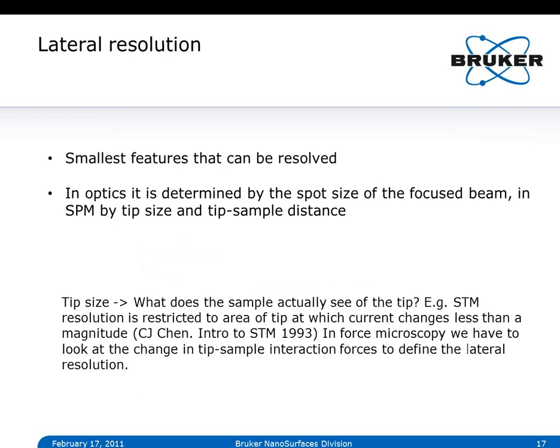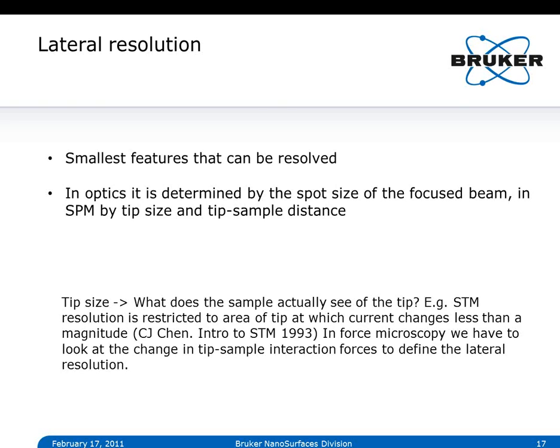So talking about lateral resolution, what is it actually? How do we have to deal with it in scanning probe microscopy? It's basically the smallest feature that you can resolve, and in optics, it's determined by the spot size of your focused beam, if you don't try to play any funny games. In SPM, intuitively you would expect that it's determined by the tip size, and of course by the tip sample distance.